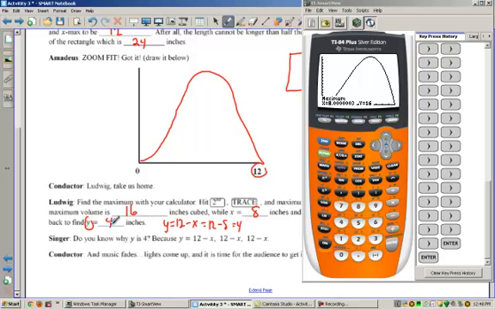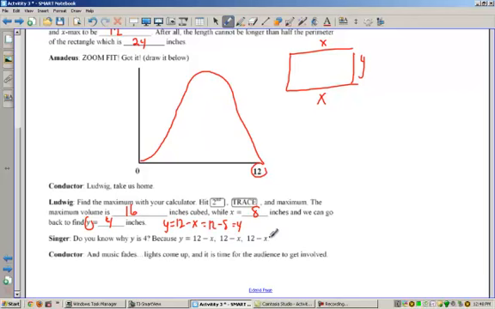When the singer tries to help you here, he says, do you know why y is 4? All right, so the song is over, right?